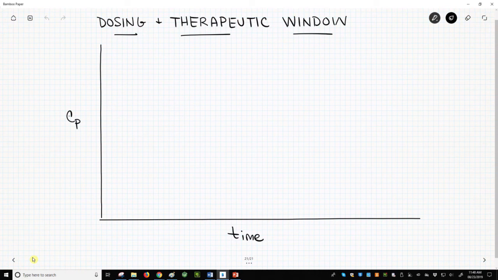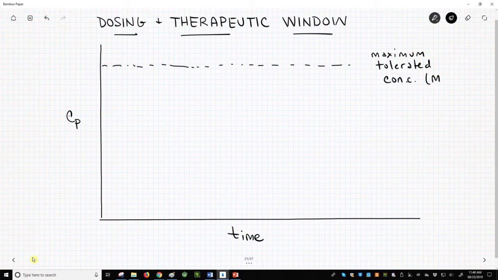Let's look again at an oral drug CP time curve and add some perspective. During phase 1 clinical trials, the drug company learns the CP values that give rise to increased incidence of adverse drug reactions. This concentration corresponds to the maximum tolerated concentration, or MTC. A drug does not become deadly above the MTC. The MTC simply defines the CP value at which the adverse drug reactions outweigh a drug's therapeutic benefit.